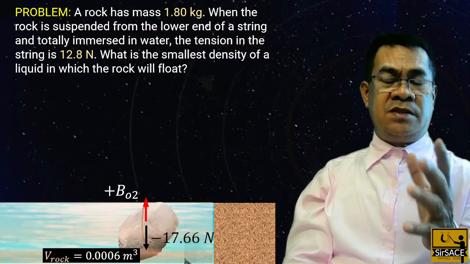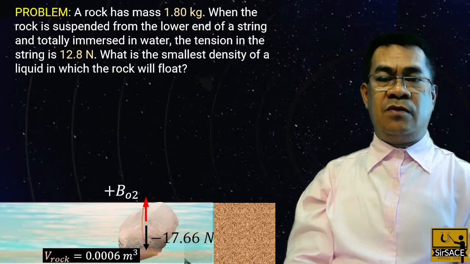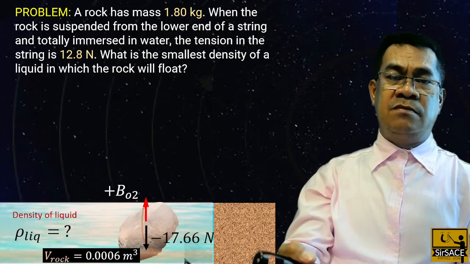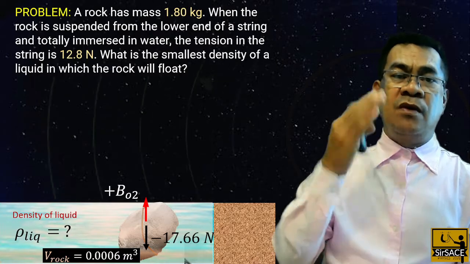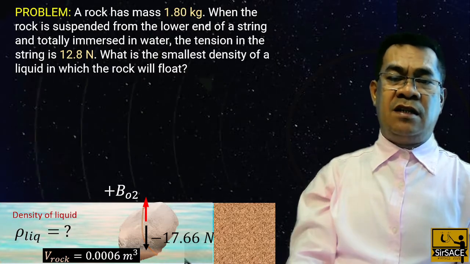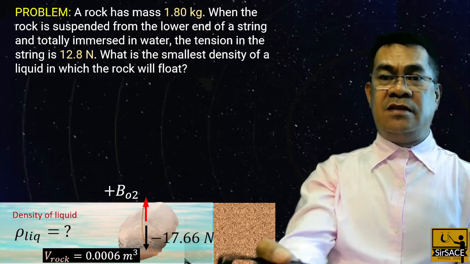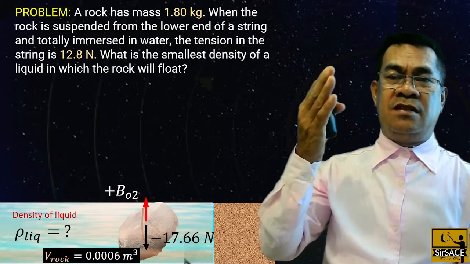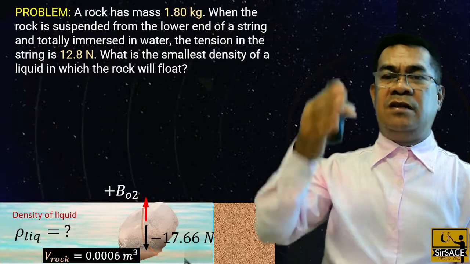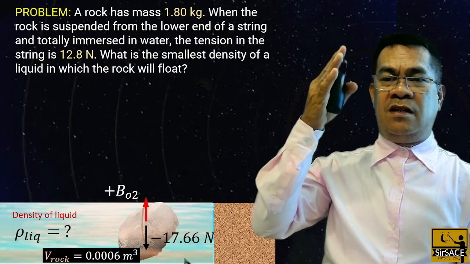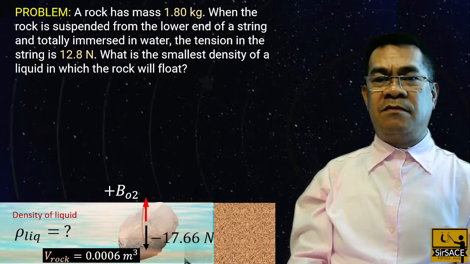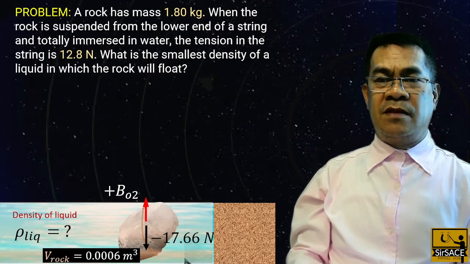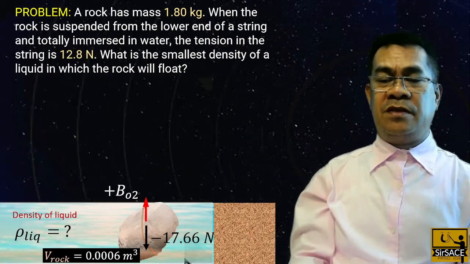So here comes another fluid. This is no longer water, so we don't know the liquid. And this is the question: what is the smallest density of this liquid other than water? Because the data shows that the rock should be submerged completely. Without the support, the rock will move down in the water.